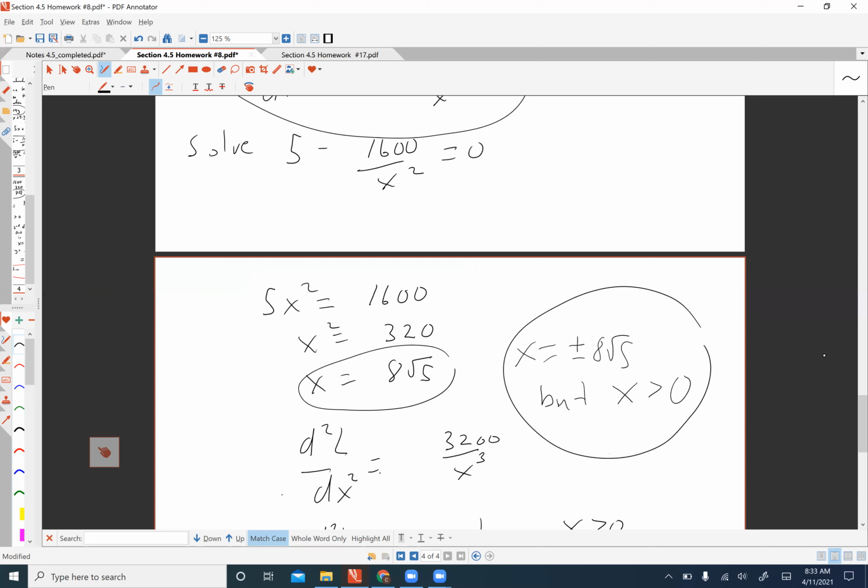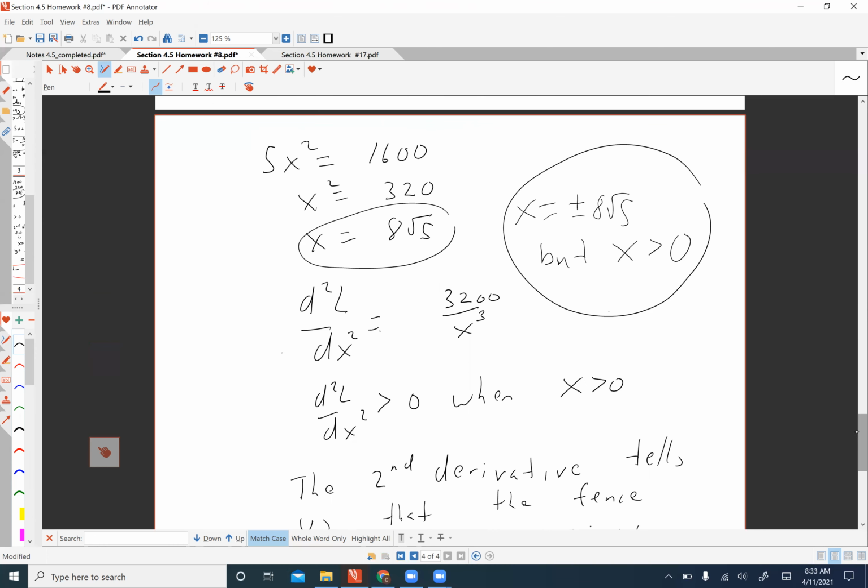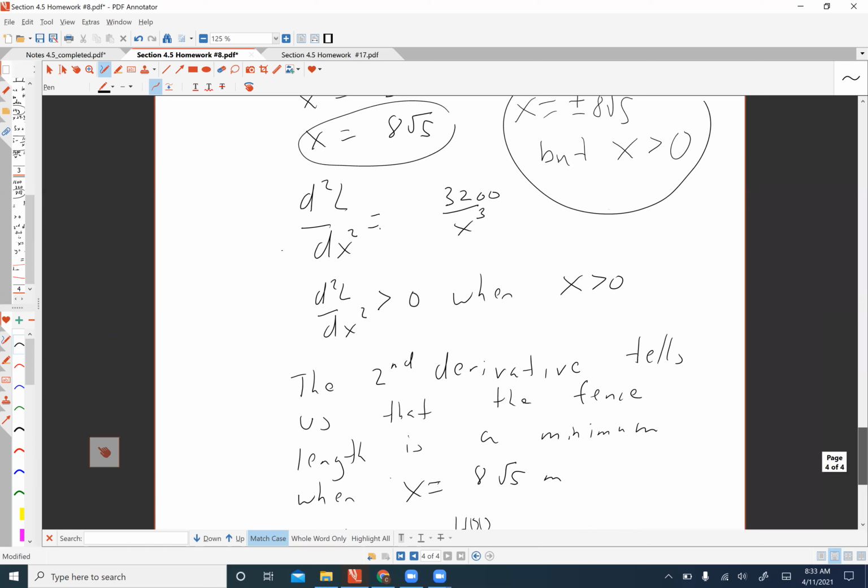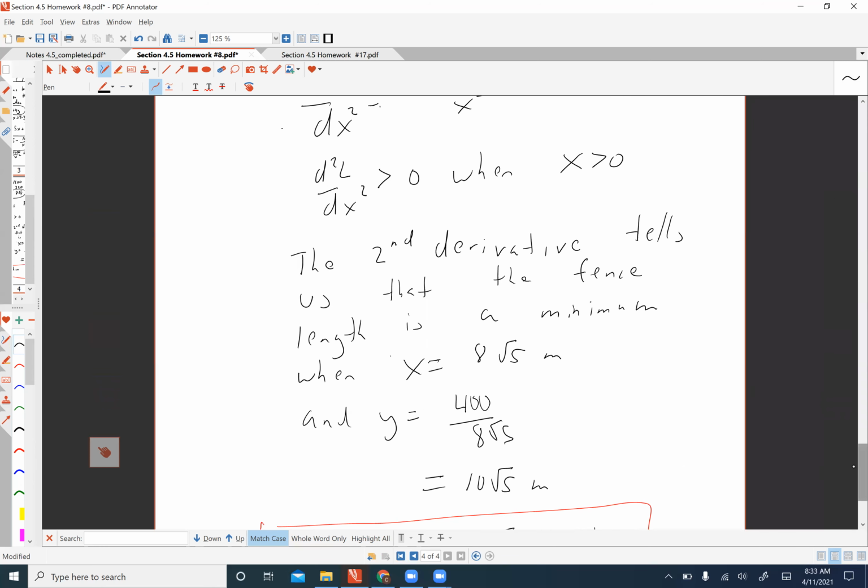And so the only solution for minimizing the amount of fencing is x equals 8 times the square root of 5 meters. If we take the second derivative of the length function, we get 3200 over x cubed, which is positive for positive x. The second derivative test tells us that when the second derivative is positive at a critical point, that critical point is a minimum.